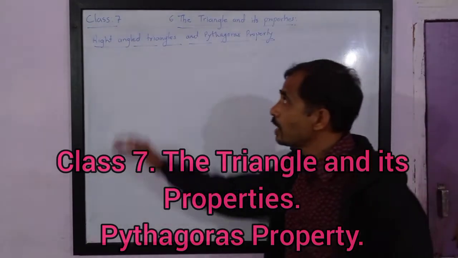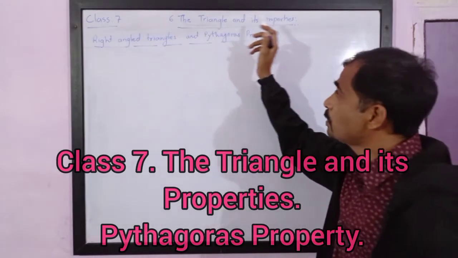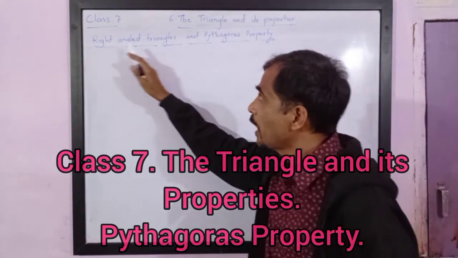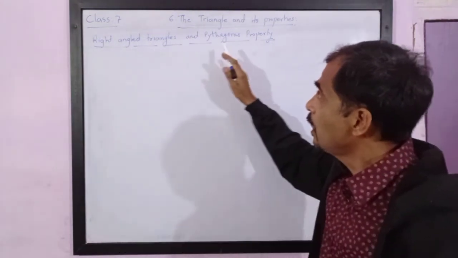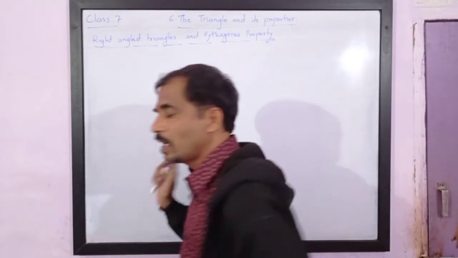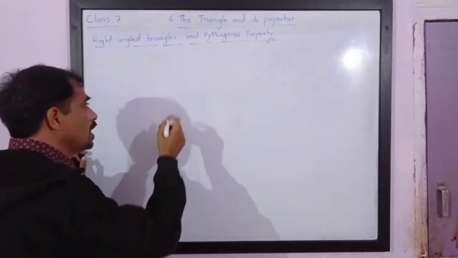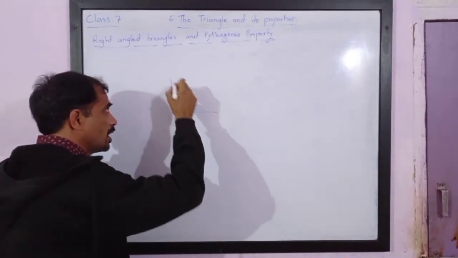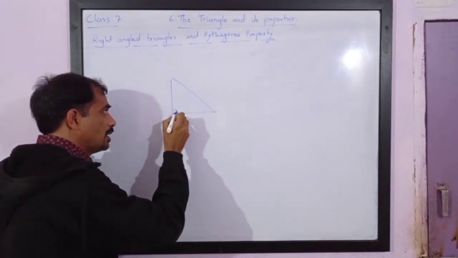Dear friends, in class 7 we are studying 6th lesson, the triangle and its properties, and the next property is about right angle triangles. Right angle triangle and Pythagoras property. Let us try to understand this property. In a right angle triangle, that is, one angle is a right angle.